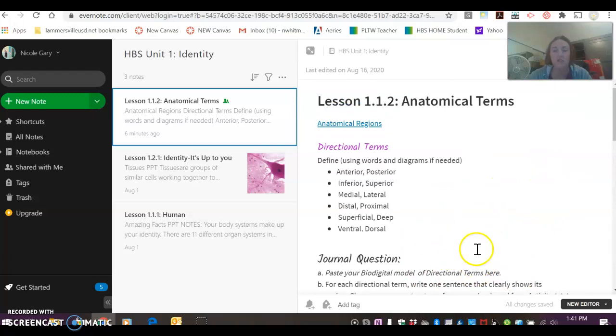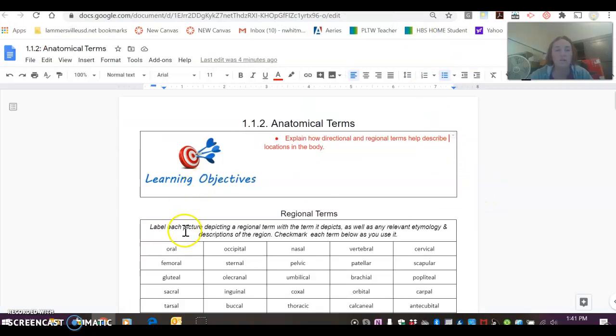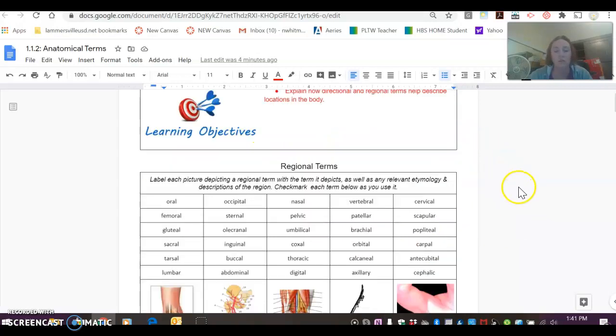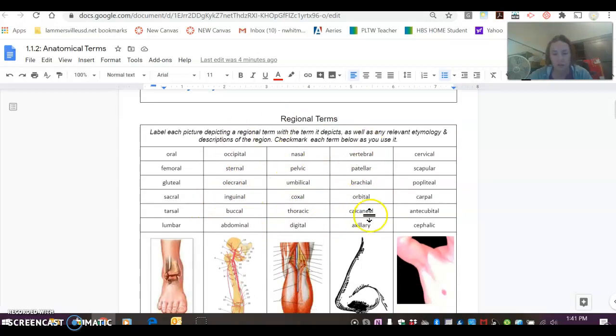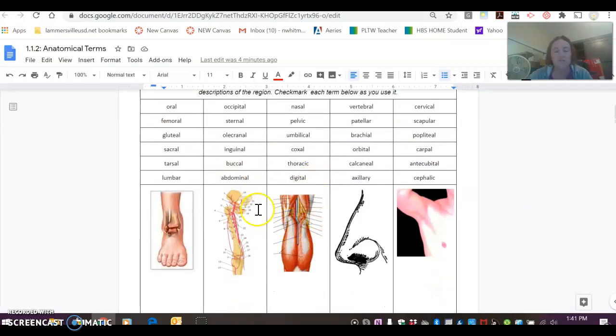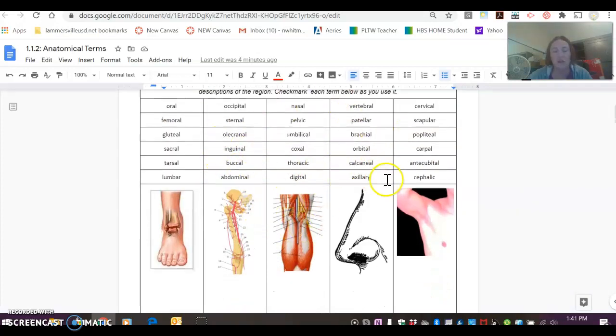So again, this is just one of your options. Let me show you the pages that I have available to you. This is one of the sets of notes that I have available to you in Canvas. This is for 1.1.2 anatomical terms, and here is a list of the regional terms that you're expected to know, and it asks you to label each of these pictures with the correct terms.